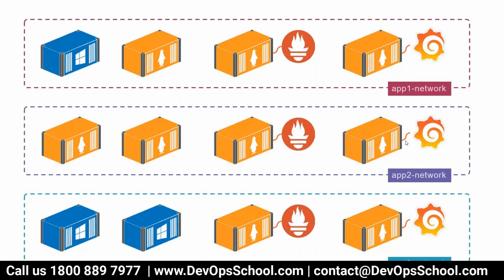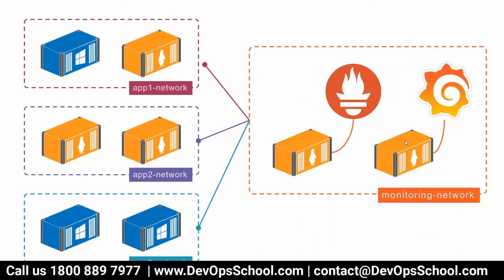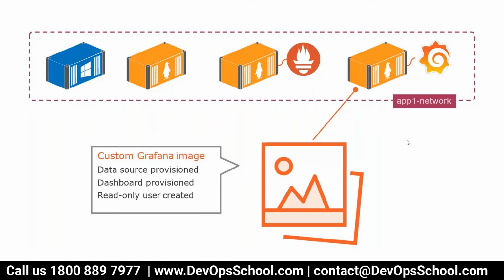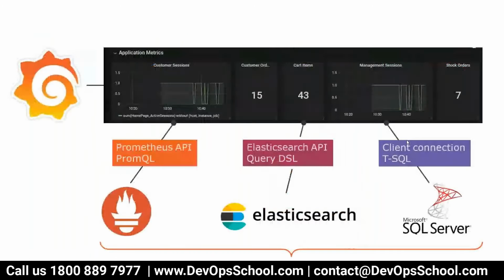Here is a centralized one. Look at this, three different networks, and they have used a centralized Prometheus and a centralized Grafana. Again, a different approach. You follow this one, right? So now this is an interesting slide.